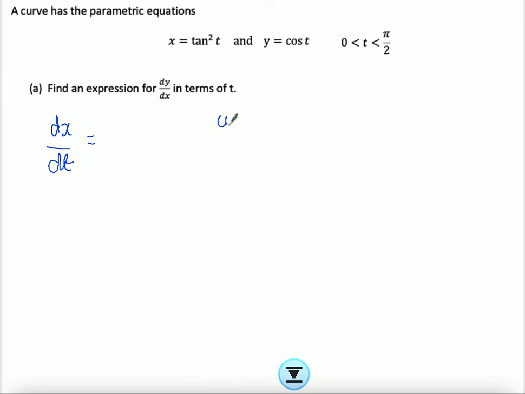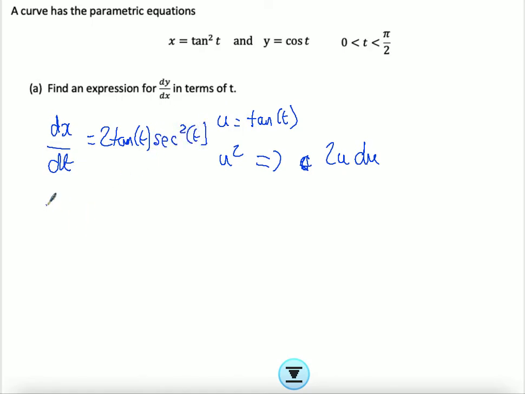So imagine that u is tan t, so therefore we've got u squared. If you differentiate u squared, you're going to get 2u, and then we need to do du as well using the chain rule. So we're going to get 2 tan t, and then the differential of tan t in the formula book is sec squared t. Lovely. And then dy by dt, thankfully a little bit nicer. It's just negative sine t, isn't it?